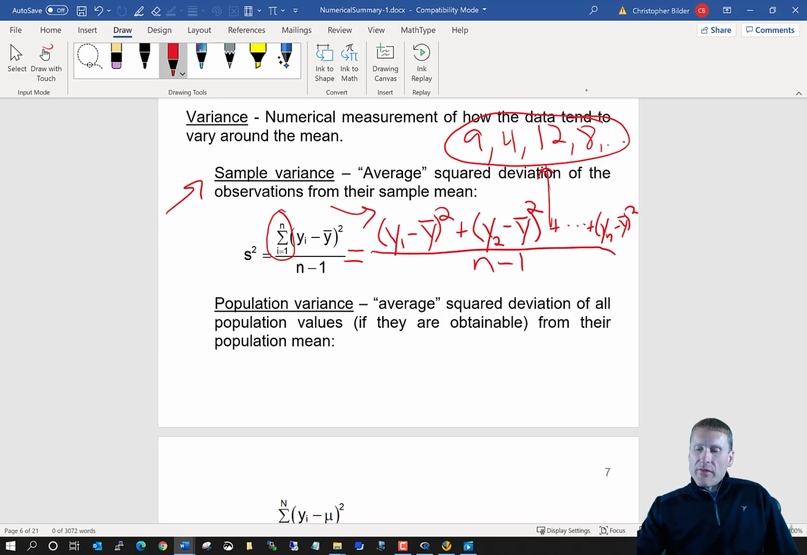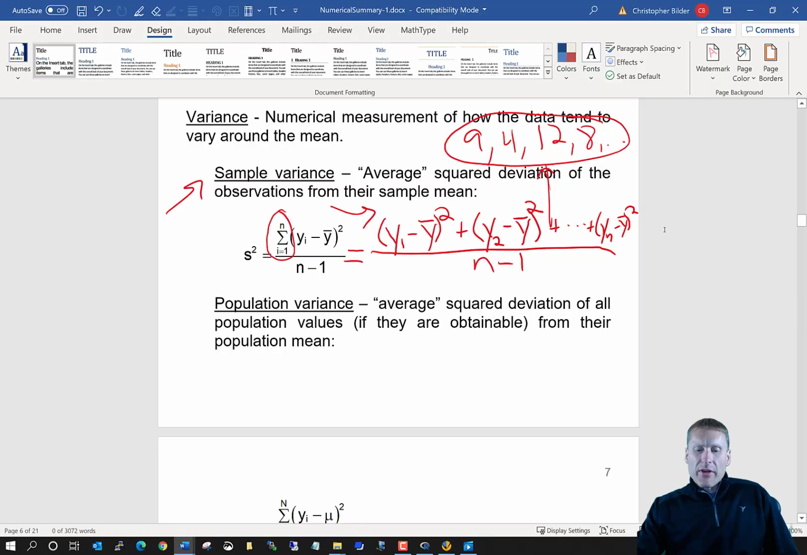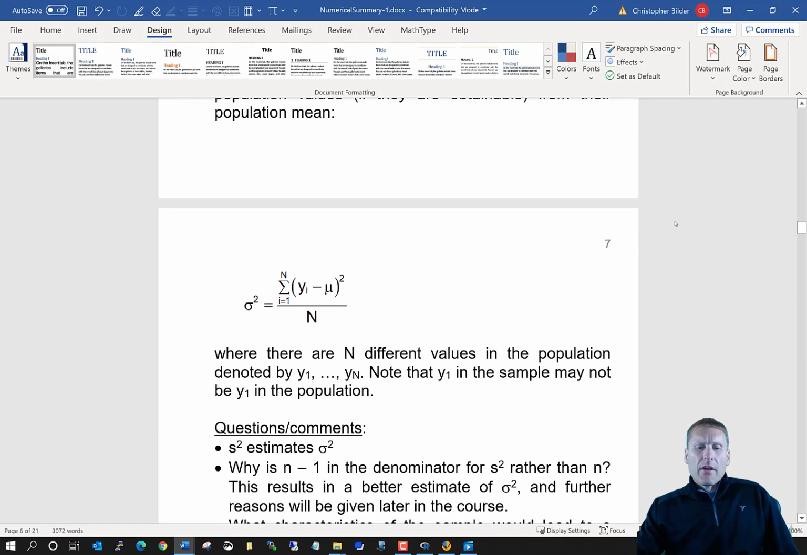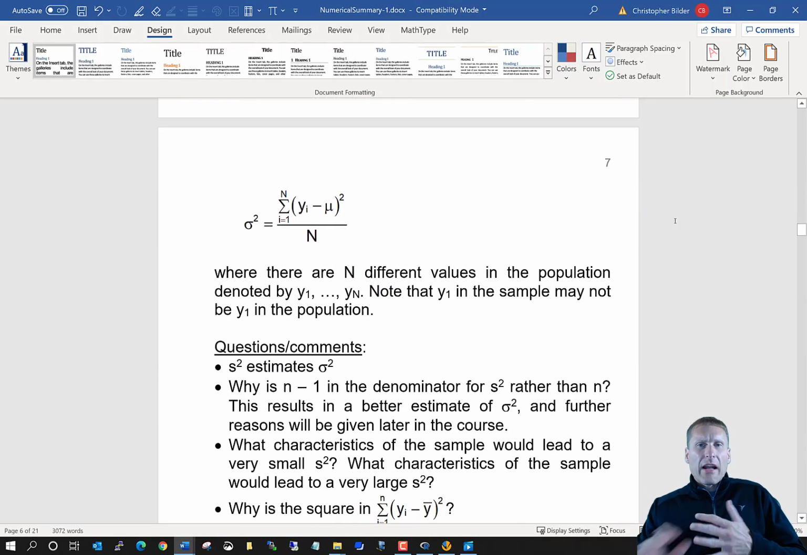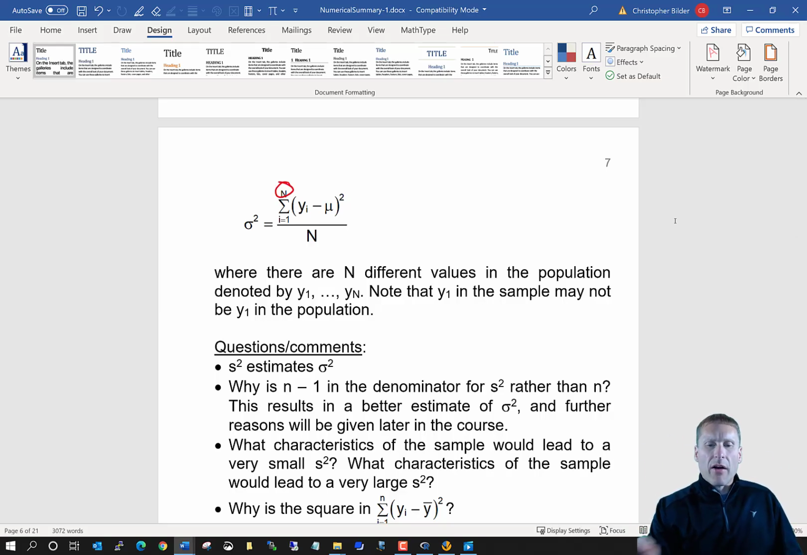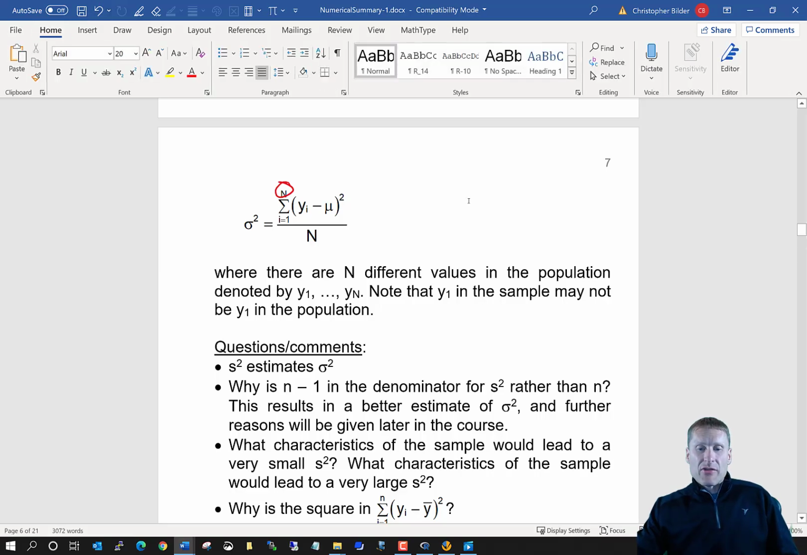Then the population variance is essentially the same measure, but now we look at all the values in the population. Suppose maybe there are capital N different of these values in the population. And since we're dealing with the population, let's subtract off mu from the y's instead this time. And again, as a measure of the overall average variation, we now divide by just capital N. Okay?